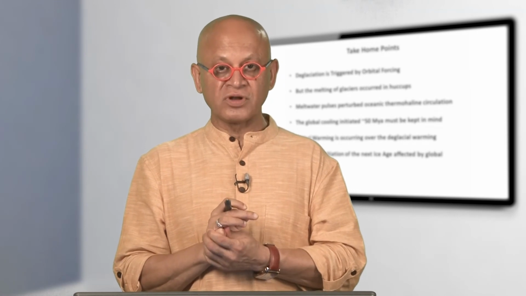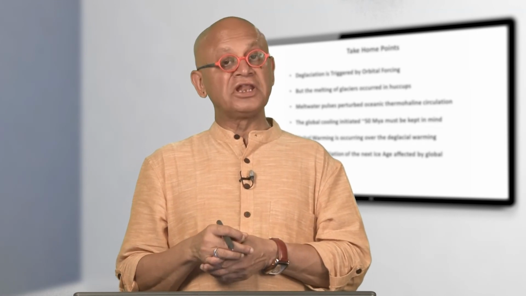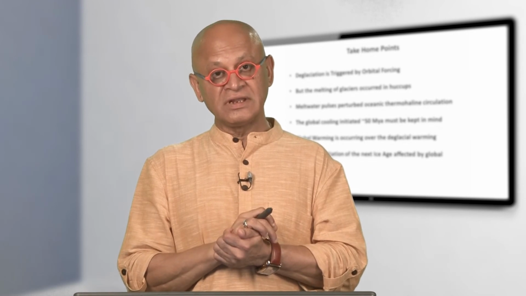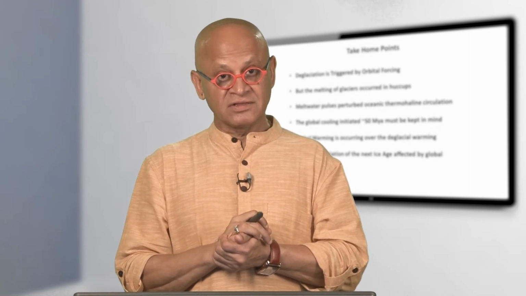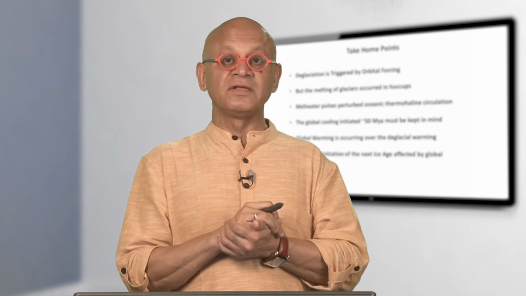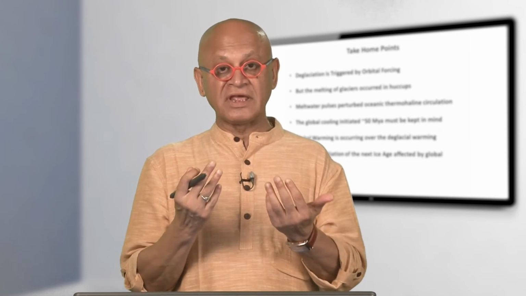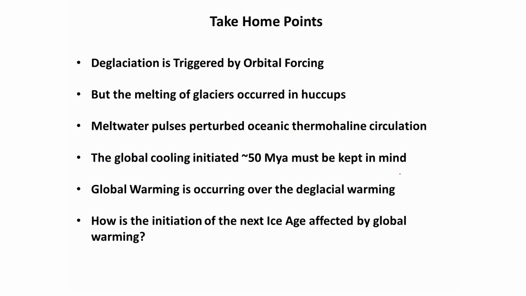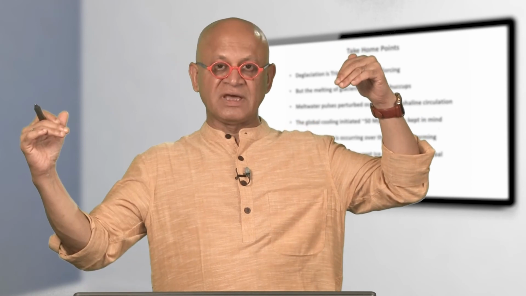Meltwater pulses perturbed the oceanic thermohaline circulation. This is some important feedback because Greenland is melting. What can that do to the thermohaline circulation and at what time scale? So, some evidence that rapid changes can happen in 3 to 10 year time scales. What will be the consequences? We need to understand those things. The global cooling initiated about 50 million years ago is the larger context under which global warming is happening.